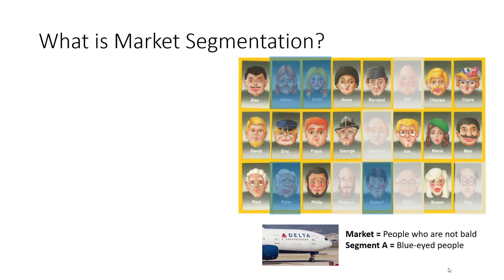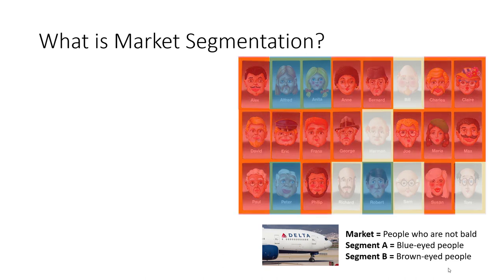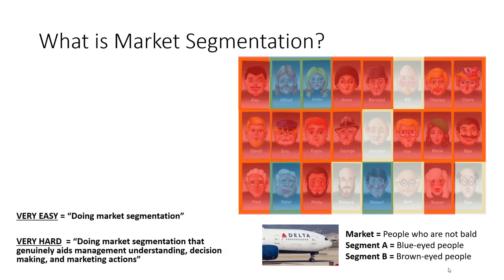So Alfred, Anita, Robert, and Peter. And then in this weird Guess Who children's game paradigm where people only have two different eye colors, segment B could be brown-eyed people. And that covers the entire rest of the market. And Delta could build its entire marketing plan around targeting non-bald people with blue eyes or non-bald people with brown eyes. And of course, that makes something else immediately apparent.